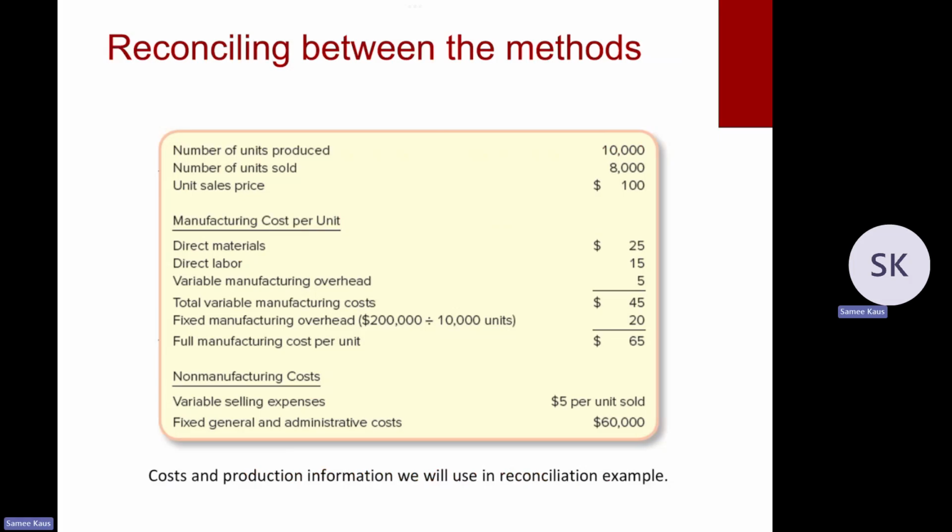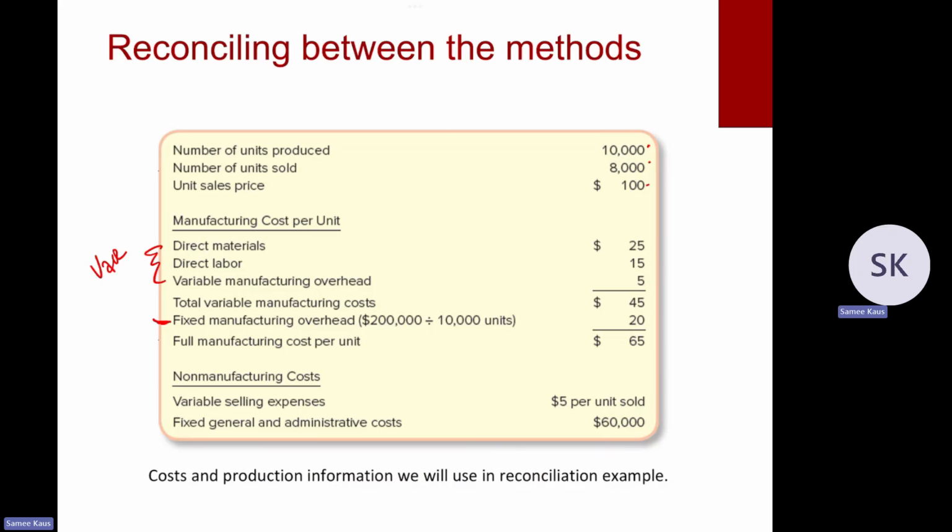So we're going to look at reconciling between the methods, and here's the data that we're going to use. You can see a couple of different things. Number one, the units that I produce is 10,000 versus the units that I sell is 8,000. I'm going to keep that in mind. And I sell these units for $100 a unit. Now I have manufacturing cost. And here again, this is important. I have my variable, my DM, my DL, and my variable overhead. But now I also have this fixed manufacturing overhead as well.